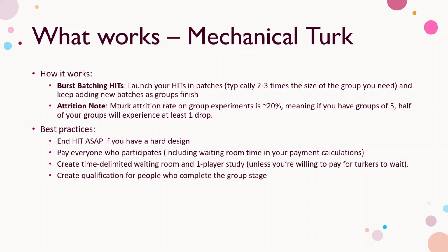So in general, the attrition rate of Mechanical Turk is 20%, so 1 in 5. I don't know to what extent it varies between batching versus scheduling, but it's relatively high. So 20% attrition means that if you were doing groups of 5, then half of your groups will experience at least 1 drop. So if you have one of these hard studies where you can't tolerate drops, and it's a group of 5, you're going to throw out half of your data, or at least half your groups are not going to be complete. So this is the downside of Mechanical Turk, that it's a pretty high attrition rate.